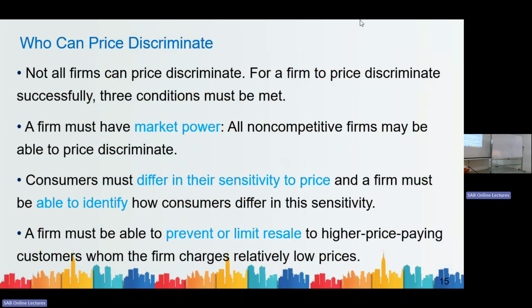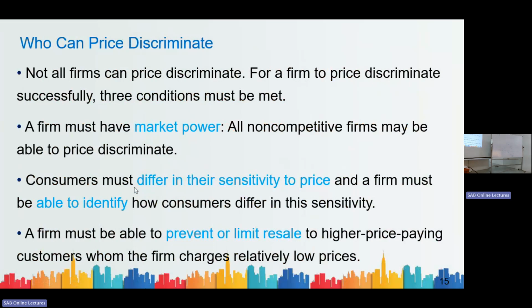And the second condition that should be met to practice price discrimination is that consumers must differ in their sensitivity to price. And a firm must be able to identify how consumers differ in their sensitivity.